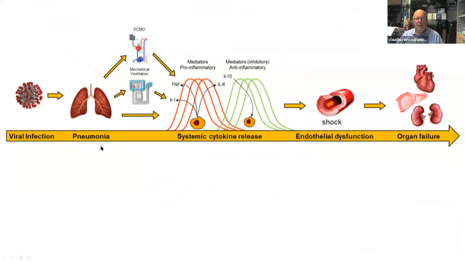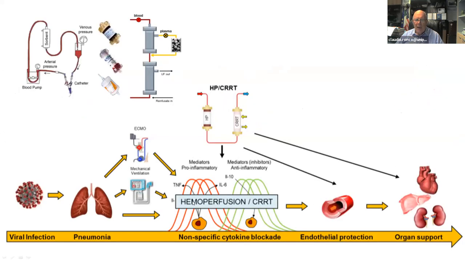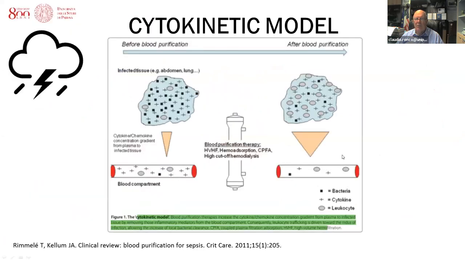When viral infection occurs, you have pneumonia, you may have ECMO, you may have mechanical ventilation, or even direct immune response leading to pro- and anti-inflammatory mediators, systemic cytokine release. This may cause endothelial dysfunction and organ failure. Well, if you are able to cut the peaks of these molecules by using hemoperfusion and continuous renal replacement therapy, at this point, you may lead to endothelial protection and finally organ support.